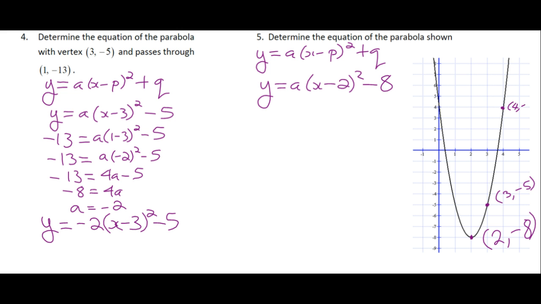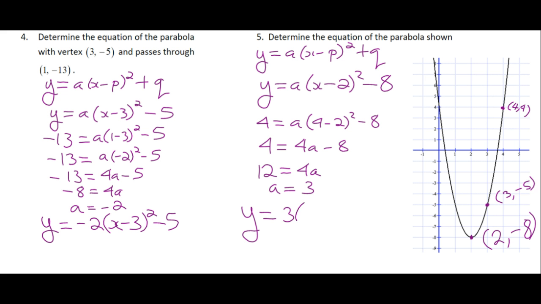It could be (4, 4). So, maybe I want to use (4, 4). And, oh, shock, a is 3. Okay, but we've determined it this time, right? We have shown work to justify why a is 3.